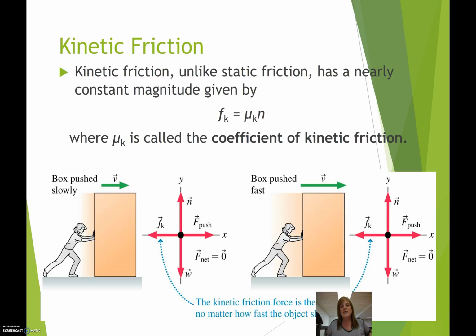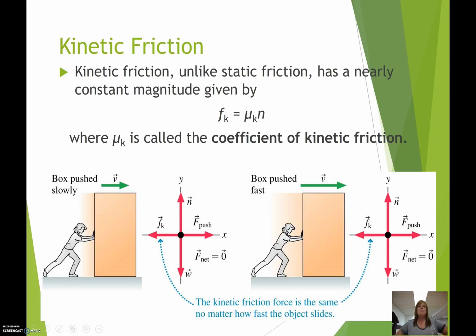Now, kinetic friction is much easier. Once we've reached that Fs max and the box starts to move, then the kinetic friction is going to be constant. It's that coefficient, this time of kinetic friction, times the normal force. And it doesn't matter if you push the box fast or slow, that force of kinetic friction will stay the same because it's always the coefficient, which is a constant, times the normal force, which, as long as we're not pulling up on the box or pushing down on the box, is going to stay the same.